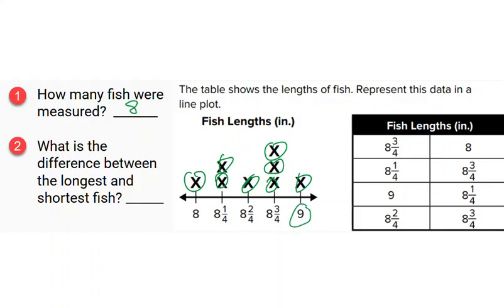What's the difference between the longest and shortest fish? Well, the longest was 9 inches. It says right there inches, right? 9 inches. The shortest fish was 8 inches, and the difference was 1 inch. Get it? Okay, well, there you go, kids. That's looking at line plot graphs.